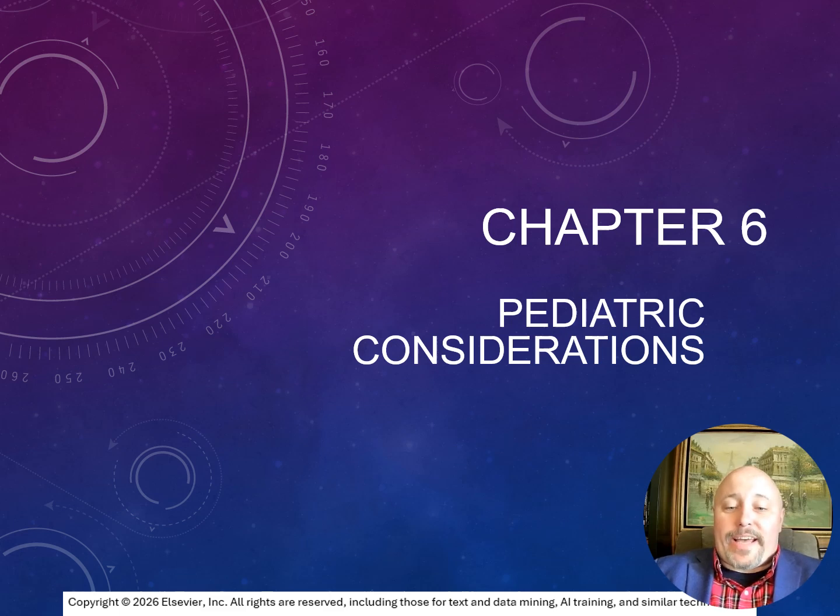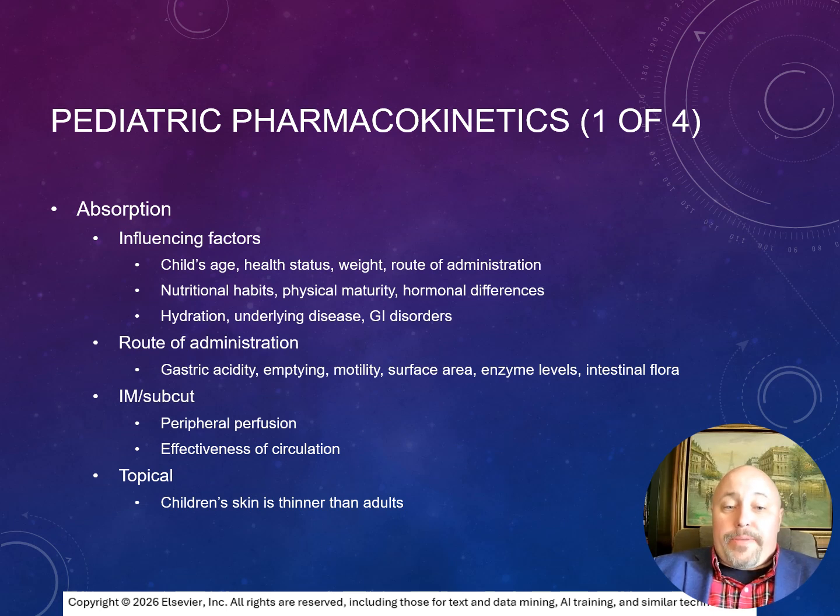Chapter 6 Pediatric Considerations. Pediatric patients can present certain complications. This is especially true in pharmacology. When dealing with absorption, factors like the child's age, health status, weight, and route of administration can play a key role. This would also be combined with things like their nutritional habits, physical maturity, and hormonal differences. Also, hydration, underlying diseases, and GI disorders as well.